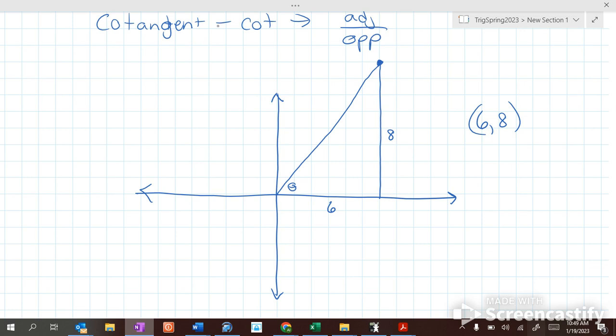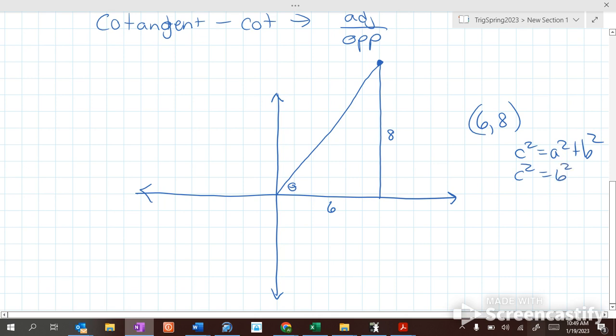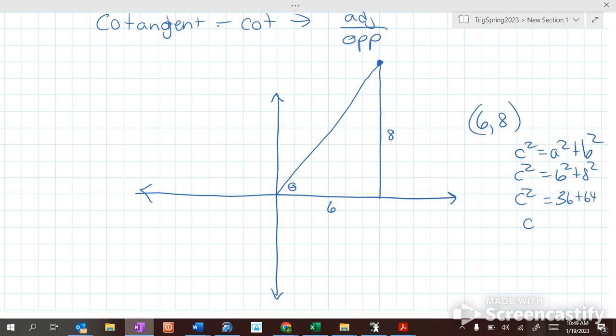All right. So we know that c squared equals a squared plus b squared. Doesn't matter which one's a and which one is b. 6 squared plus 8 squared is 36 plus 64, which is 100. If we take the square root of both sides, c equals 10. So I have a 6, 8, 10 triangle. That is a Pythagorean triple. All right, so let's start finding our functions.